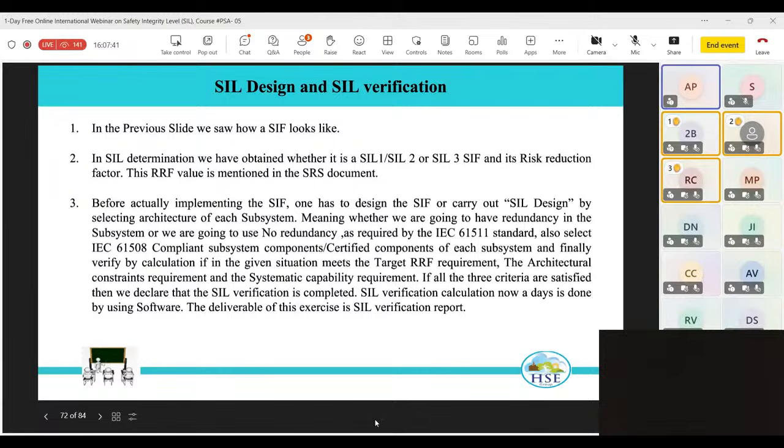SIL verification calculation nowadays is done using software. It is done by various software like Exida, then SILver is there, and other sophisticated software are also used. We can do that with those software, or you can do it in an Excel table also. That's possible. There are simplified equations given in the standard, which you can use to prepare your own Excel spreadsheet. It's a little cumbersome, but it can be done.